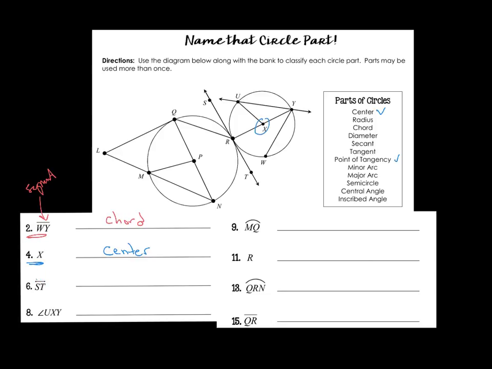Next, number 6, I see that this is a line, right? Or I should say that's line notation. And so I go up to the picture, and I'm looking for S and T. And so here's S, and here's T, and this is the line.